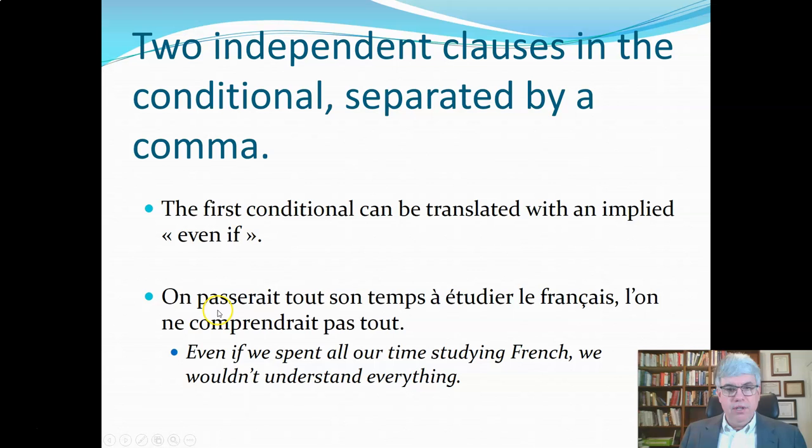So we've got the conditional would spend all his time or her time. And here we've got the conditional would not understand everything. So we can put that together. Even if we spent all of our time studying French, we wouldn't understand everything. So we put even if on the first conditional and then change it to the present. And the second we leave as a conditional. So this is a strange conjunction, two conditionals in a row that look like independent sentences, but joined by a comma. The first one means even if this happens, then something would happen or not happen.